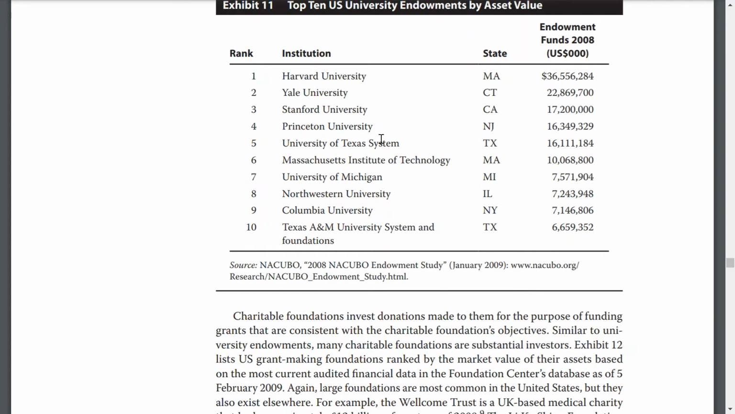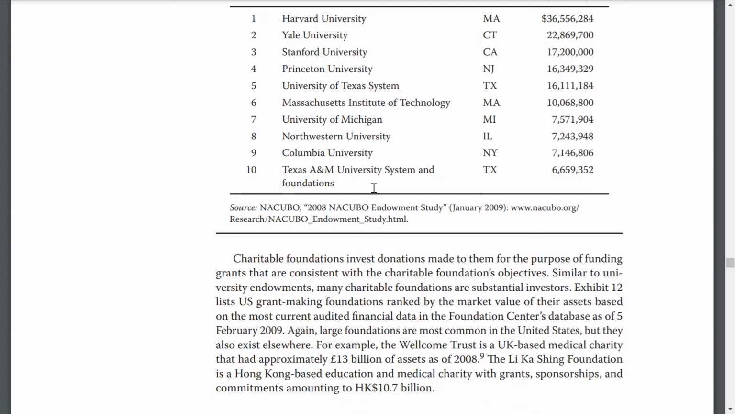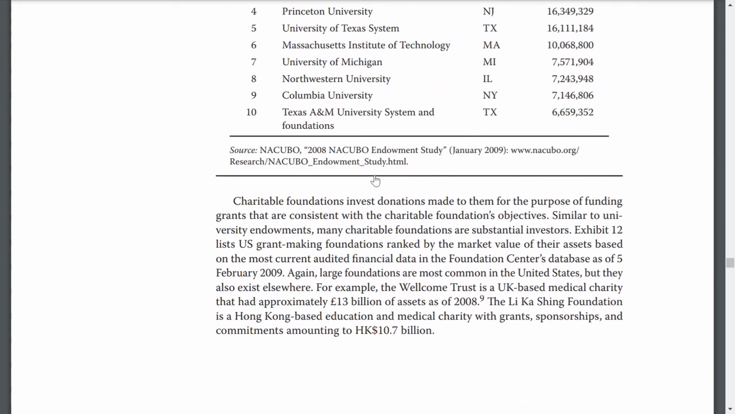Okay, so here is the charitable foundations: they invest donations made to them for the purposes of funding grants consistent with the charitable foundation's objectives. Similar to university endowments, many charitable foundations are sustained investors.